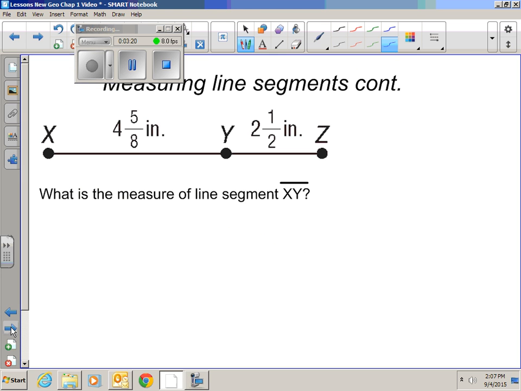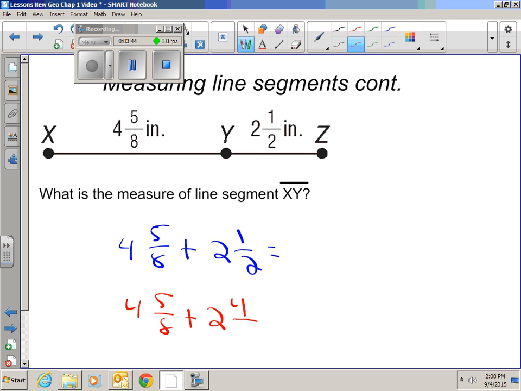So, measuring line segments, what's the measure of line segment XY? We're just going to add 4 5/8 plus 2 1/2. Go ahead. I'll help you out. I can get a common denominator of 8s. So I have 4 5/8 plus 2 4/8. So that's going to equal 6 9/8. That is not okay. I cannot have an improper fraction combined with a mixed number. 6 9/8 is equal to 7 1/8.